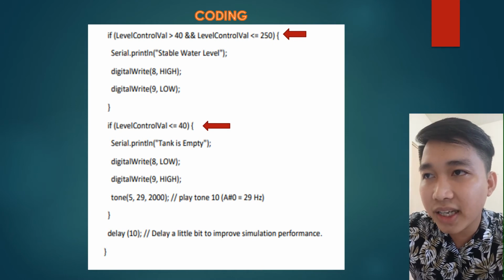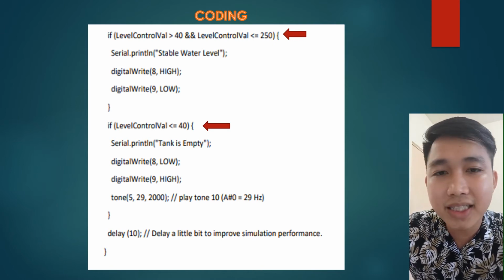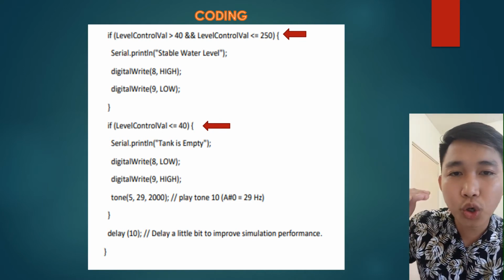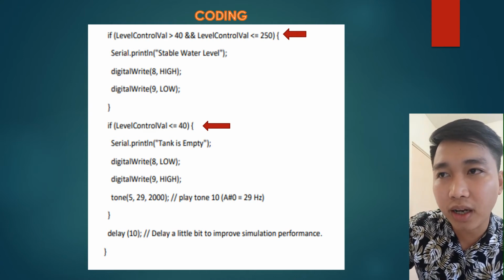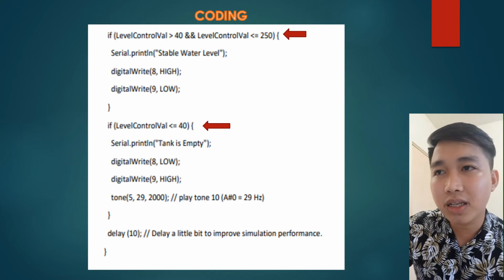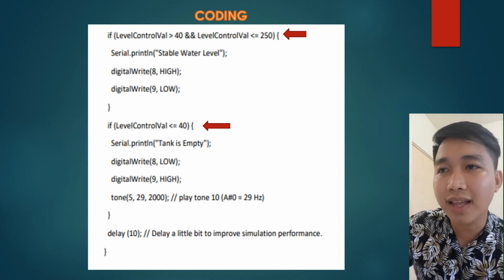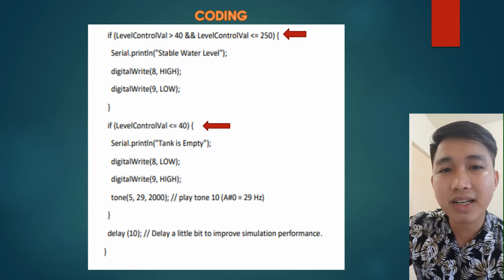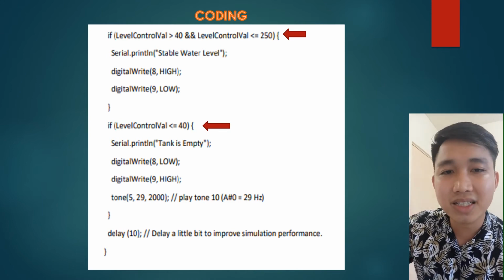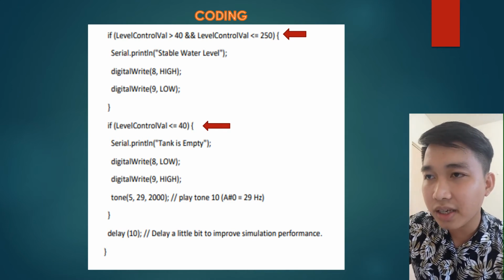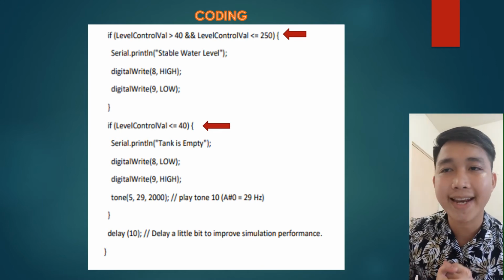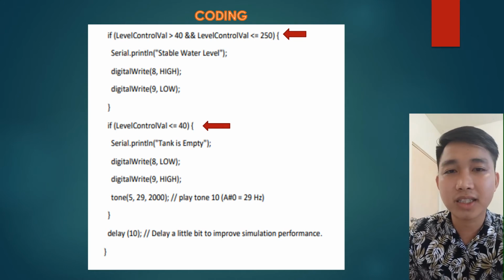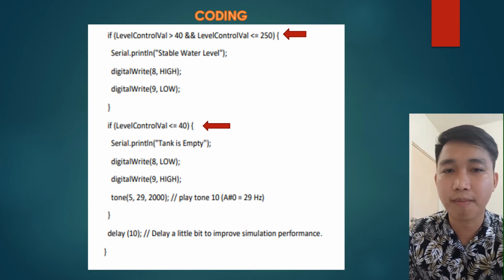And if the water level is less than 40, the serial print or the output will show the tank is empty, and digital write pin 8 is set as low, and digital write 9 is high, meaning the DC motor in this case is activated. And we can see here the tone or the buzzer will beep with tone 10 Hz. And that is the last case and last situation of my coding.